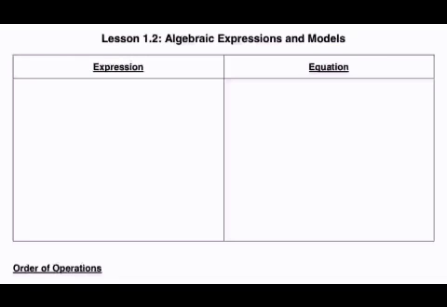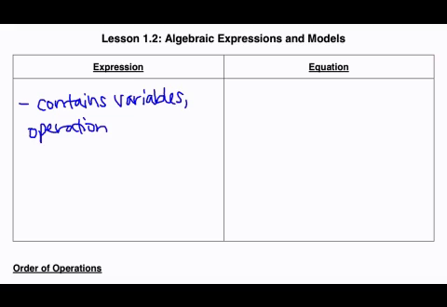These are the notes for lesson 1.2, algebraic expressions and models. The first thing I want to look at here is the difference between an expression and an equation. An expression contains variables, operations, and numbers. If you remember, variables are letters that represent numbers. Operations would be addition, subtraction, multiplication, and division.